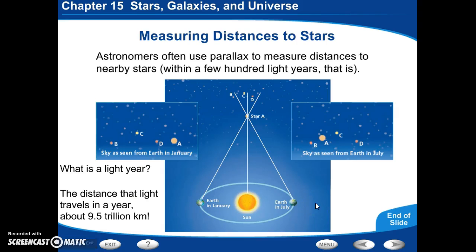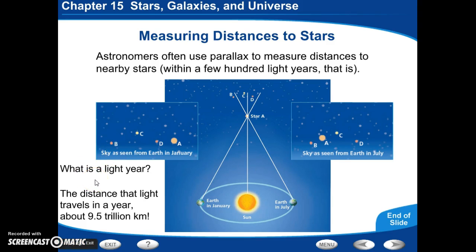So astronomers use parallax to measure distance. When we're orbiting around the sun, in January we might measure the star here, and then we measure the exact same star again over here in July, and we take the average. This is what the stars look like in January, B, C, D, and A. Over here, this is what they look like in July. Again, the stars haven't moved. It's just that our point of view has moved.